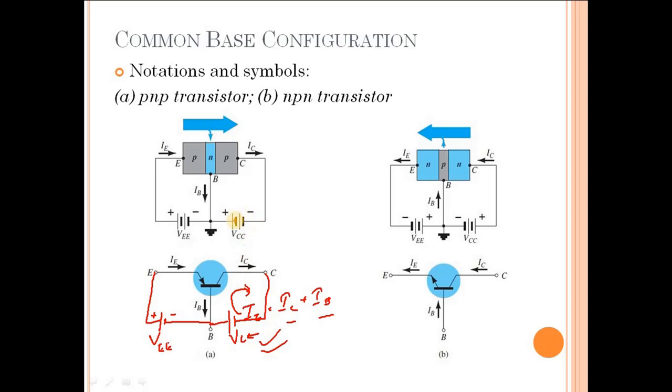VCC has the polarity such that this side is positive and this side is negative, and the base has to be common because it's a common base configuration, so it is connected to the reference ground. In this way you can ascertain what should be the direction of currents and what kind of DC power supply VEE and VCC you should fix, so that the BJT is in common base configuration.